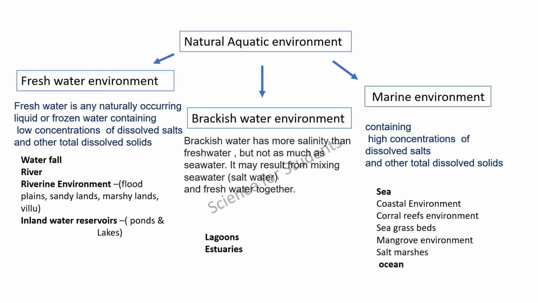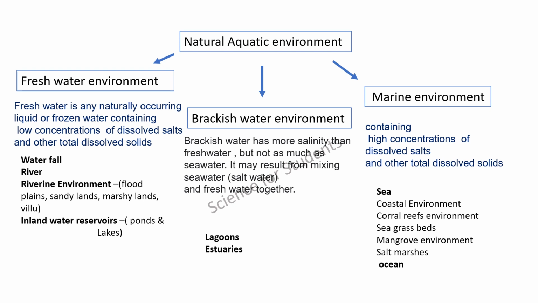Take the freshwater environment. First we need to know the meaning of freshwater. Freshwater means it contains a very low concentration of dissolved salts when compared with marine water. How do we define marine water? Containing high concentrations of dissolved salts and other total dissolved solids.